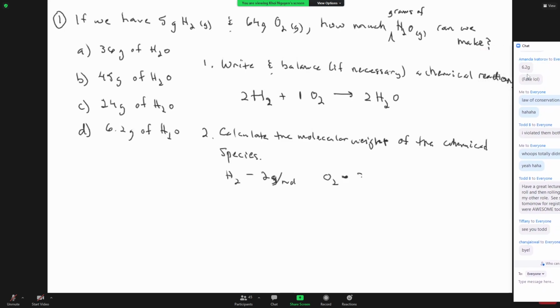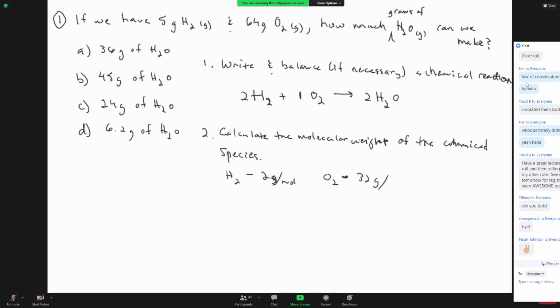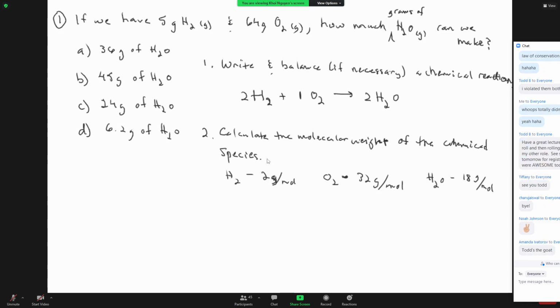Oxygen is 32 grams per mole. And water is 18 grams per mole. Right? So hydrogen is 1 plus 1 is 2, right? Oxygen is 16 each.